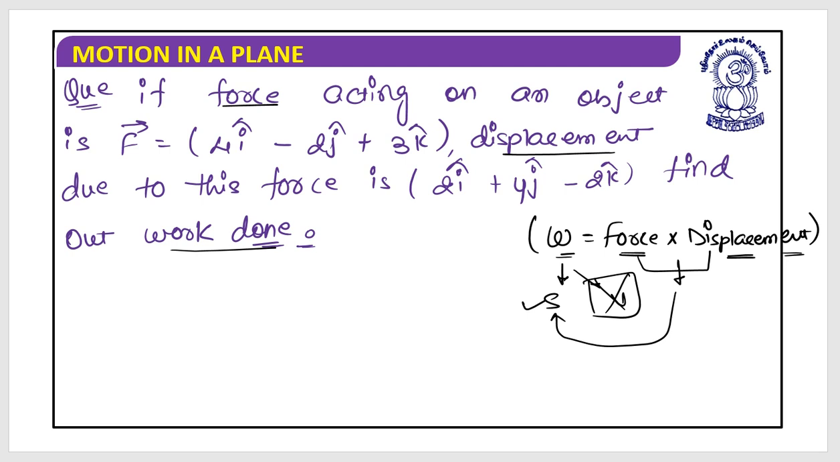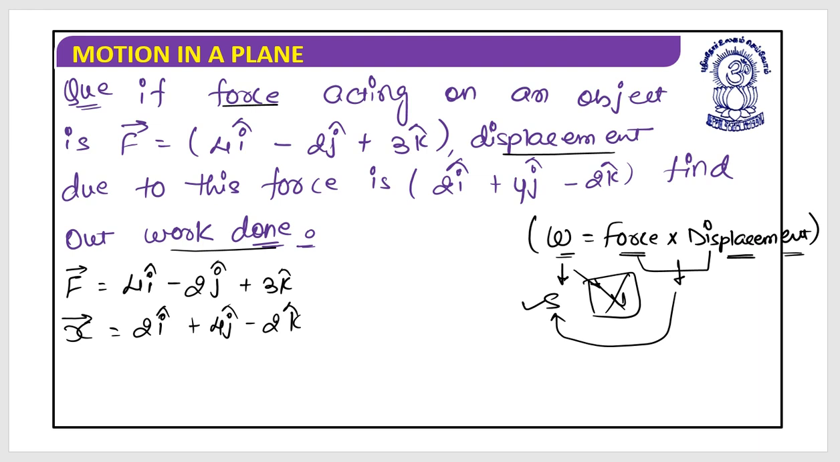So let's do it. My force is given as 4i minus 2j plus 3k. My displacement, let's denote it as x, is 2i cap plus 4j cap minus 2k cap, and the work done should be equal to force dot displacement. Work done is equal to force dot displacement.